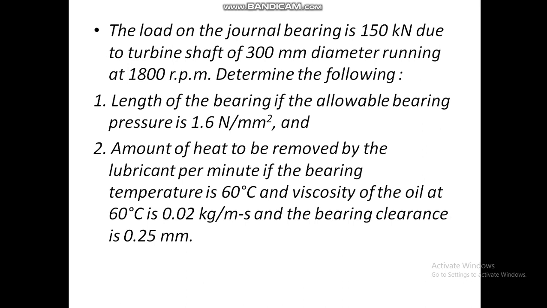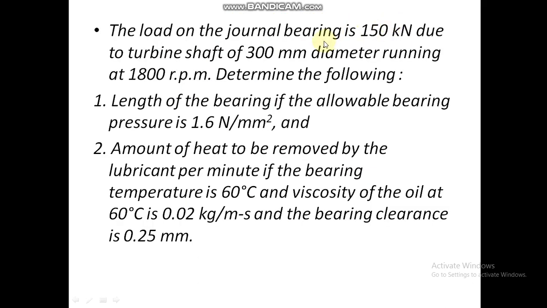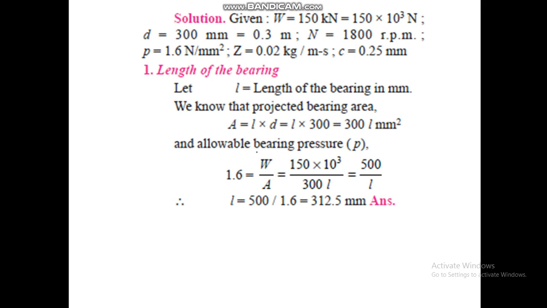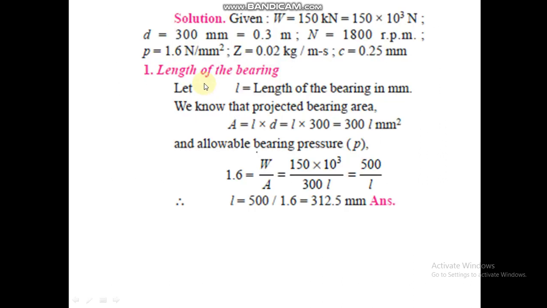So this is the statement, and first of all we have to write what is given to you. In the statement, the load on the bearing, W, is 150 kilonewton. So we will write W as 150 kilonewton. We convert it into Newton. Then the diameter of the shaft, or journal, is 300 mm. So diameter D is 300, or we can say 0.3 meter. RPM is 1800, so we will write N is equal to 1800 RPM.